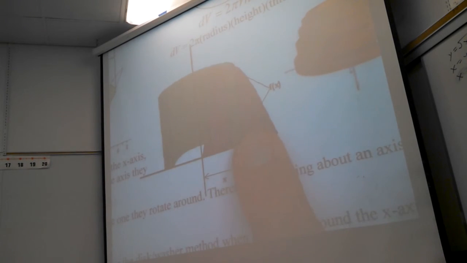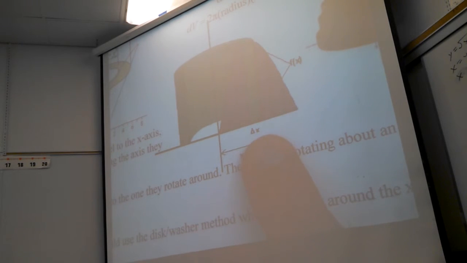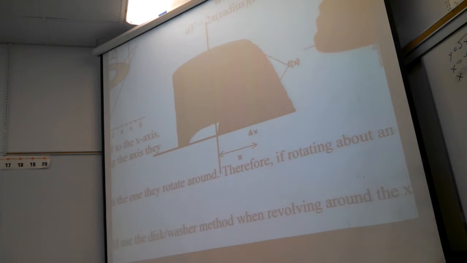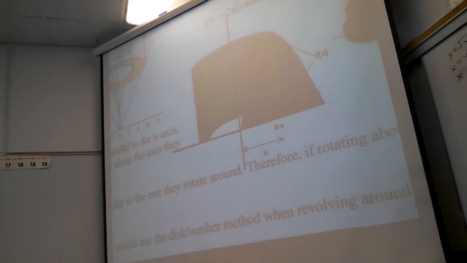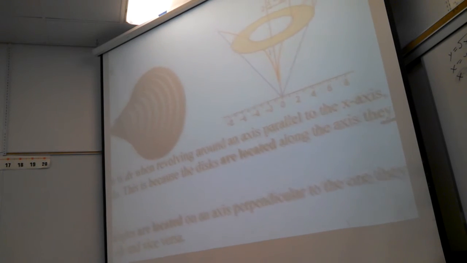In the shell method, I'm going to locate my shell on an axis perpendicular to what I'm rotating around. That's coming up later. That's why it's going to be the other way around. So maybe you can look ahead to that and see why it makes sense.